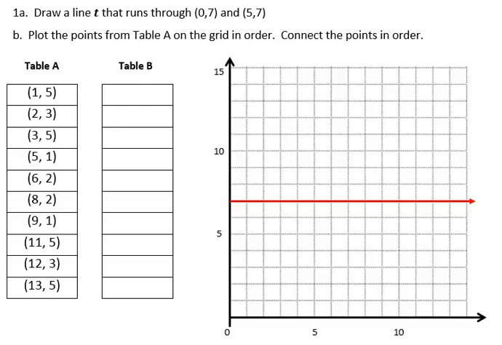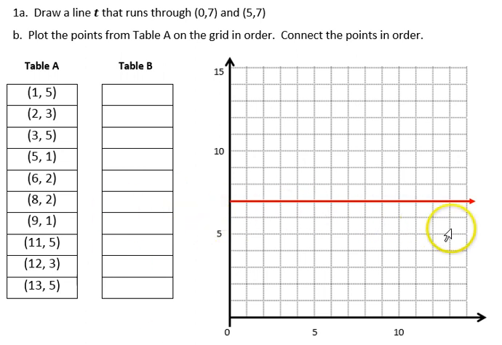This tutorial is for 5th grade, Module 6, Lesson 18. In this lesson, we're going to make symmetrical drawings on a coordinate plane. The first direction says to draw a line T that runs through points 0, 7 and 5, 7.